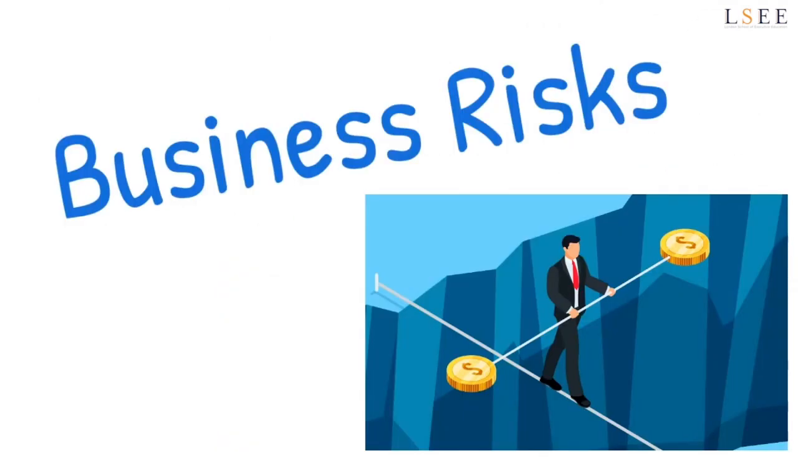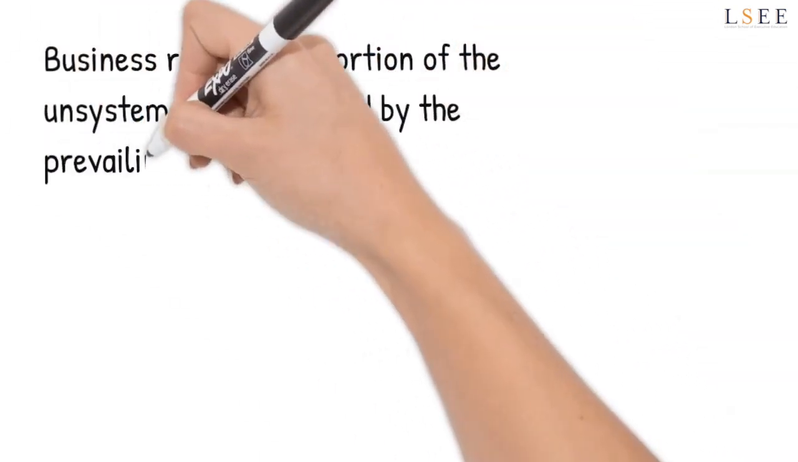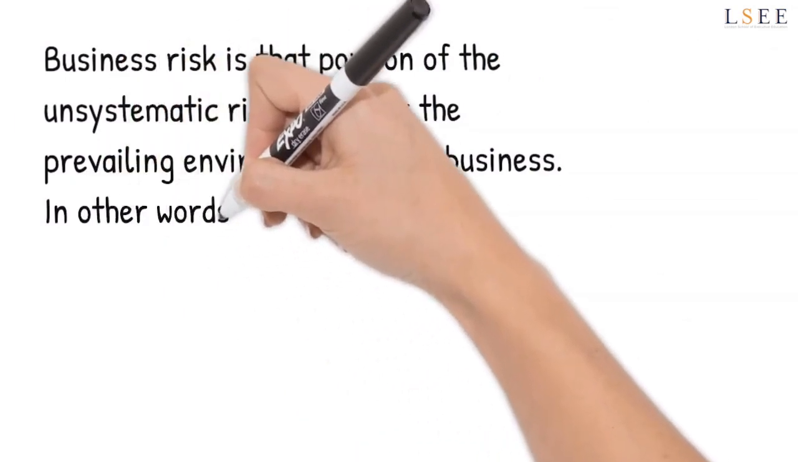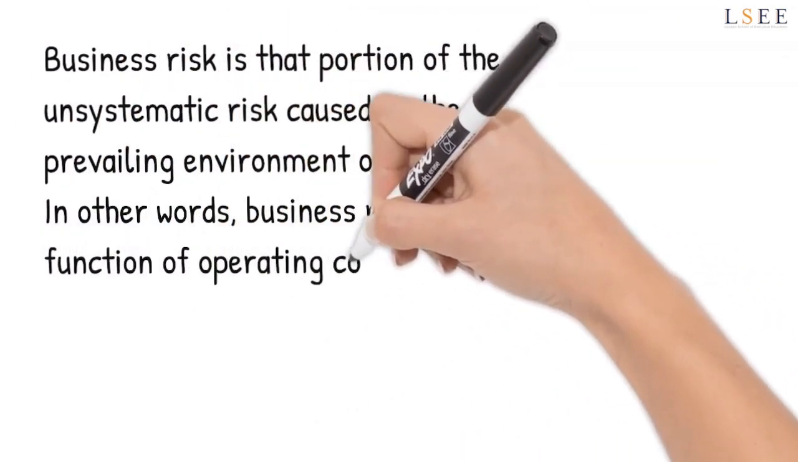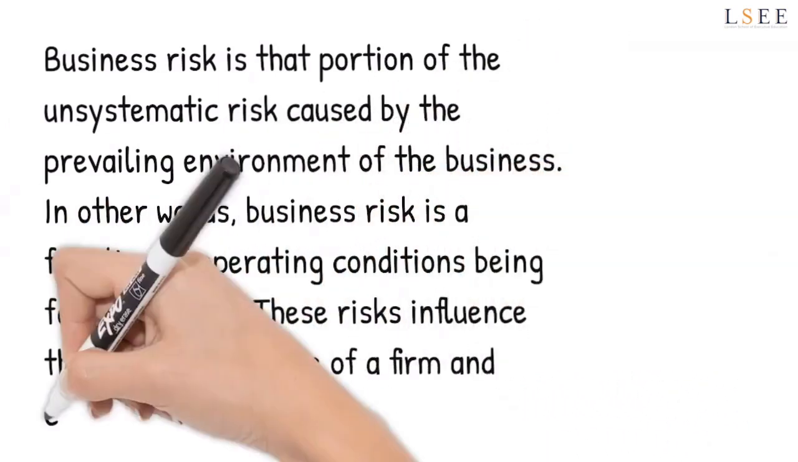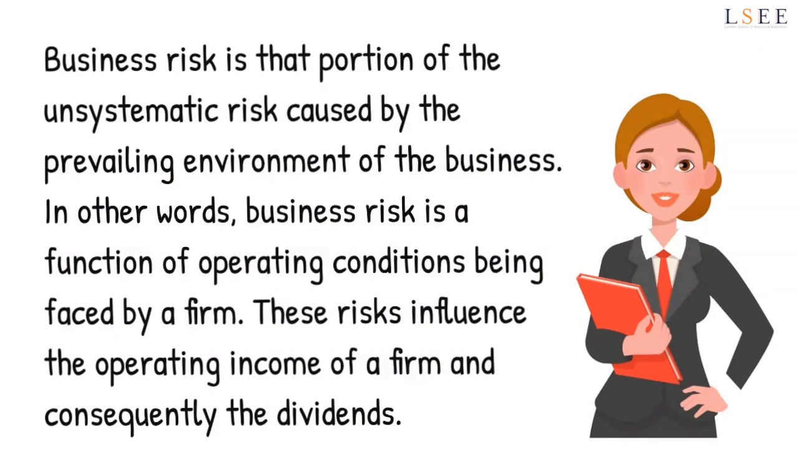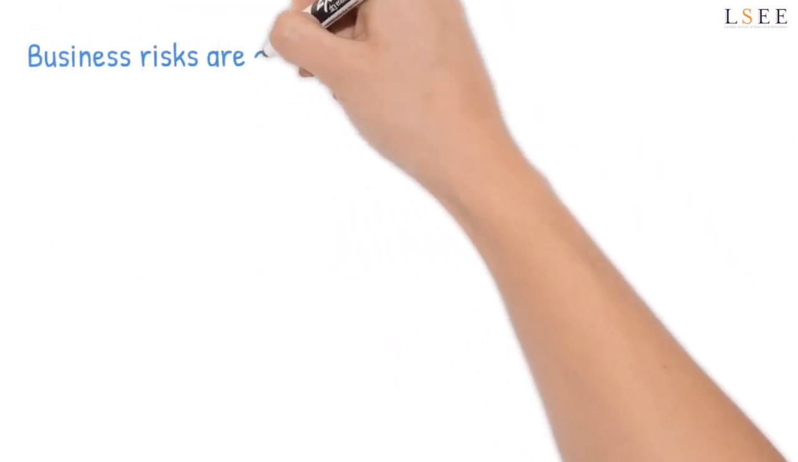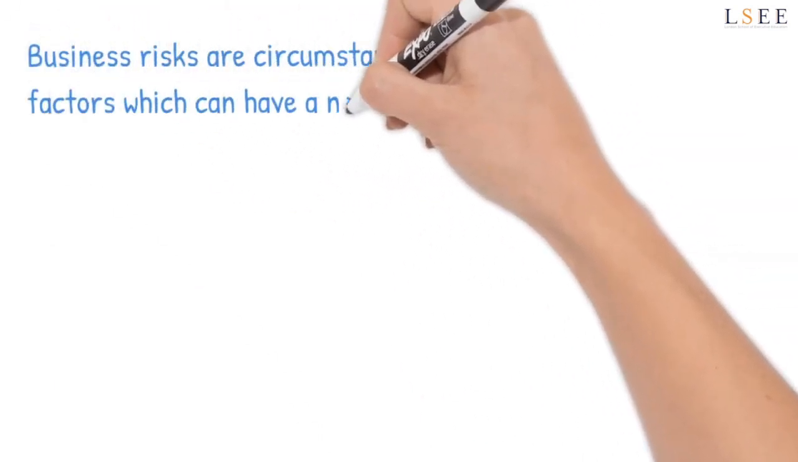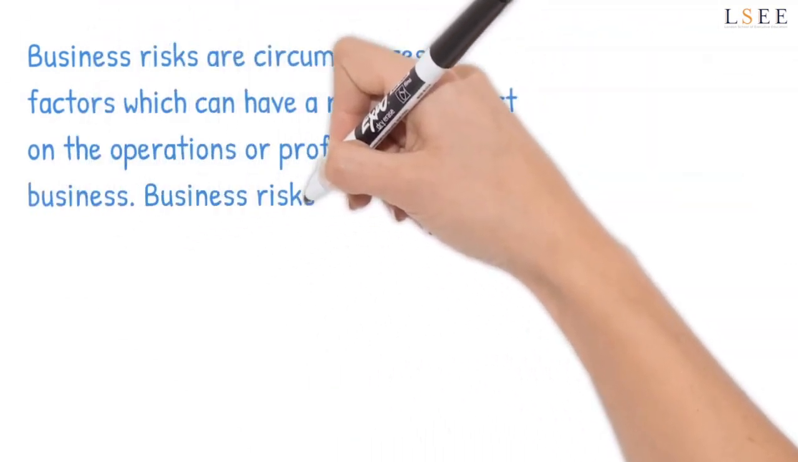Business risks. Business risk is that portion of the unsystematic risk caused by the prevailing environment of the business. In other words, business risk is a function of operating conditions being faced by a firm. These risks influence the operating income of a firm and consequently the dividends. Business risks are circumstances or factors which can have a negative impact on the operations or profitability of your business.